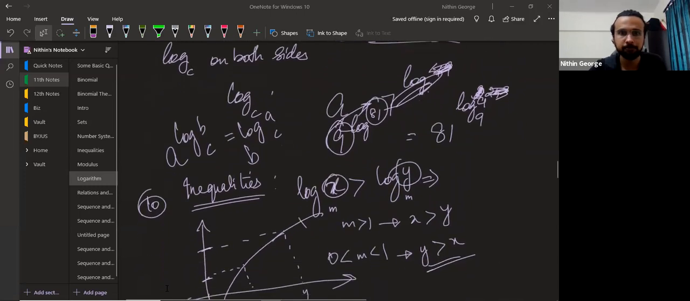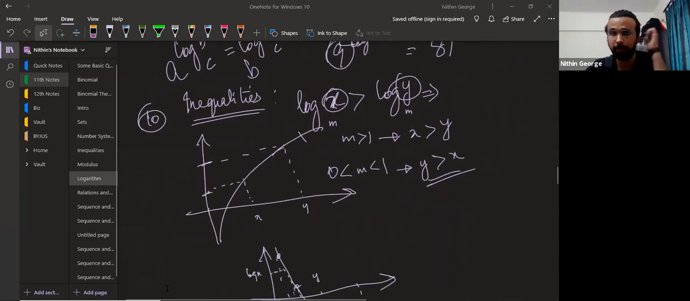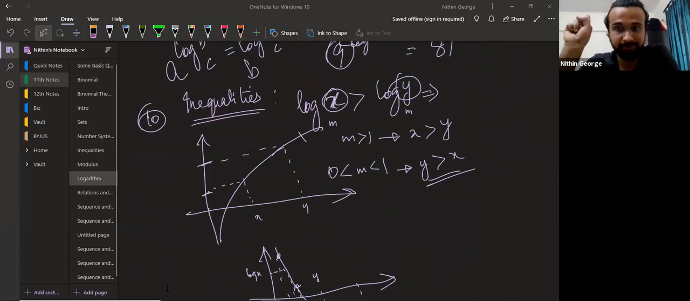Now, last was the inequalities part, which I explained, but we didn't practice any problems based on it. So we'll get that today. Right. So log x to the base m greater than log y to the base m means x is greater than y if m is greater than 1.